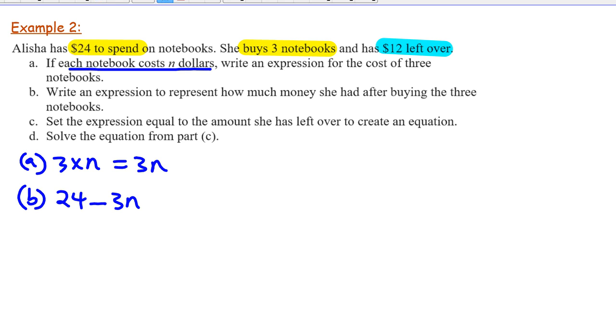Remember she started at 24. And then part C, set the expression equal to the amount she has left over to create an equation. So after spending this amount of money for the 3 notebooks, she has 12 left over, which means that 24 minus 3N is equal to 12.